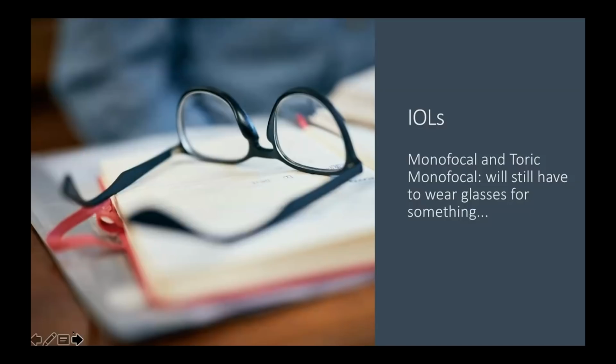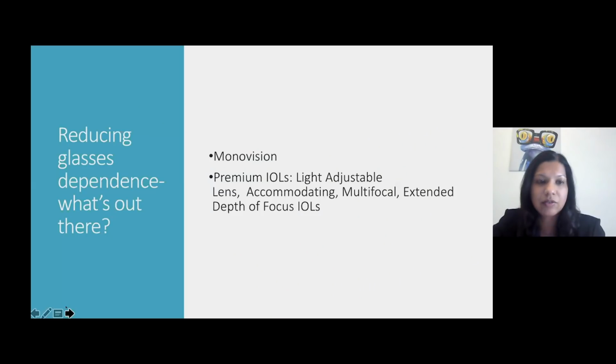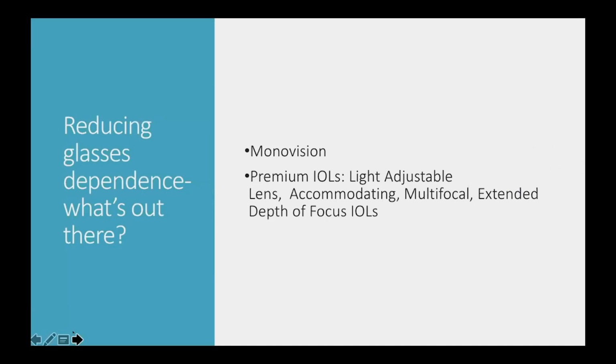So let's say you target for distance, you correct for distance, you have to wear glasses for up close, or vice versa. So then, the next obvious question is, there's so much technology out there. What are the options for reducing glasses dependence? So what's out there? There are a few options that we have. The first is monovision, which I'll talk about next. And then there are what are known as premium IOLs. And those include the light adjustable, accommodating, multifocal, and the extended depth of focus.